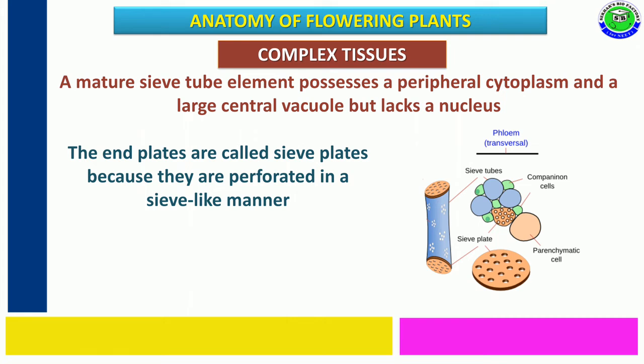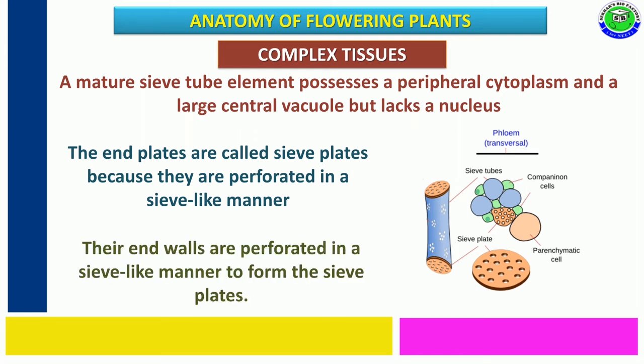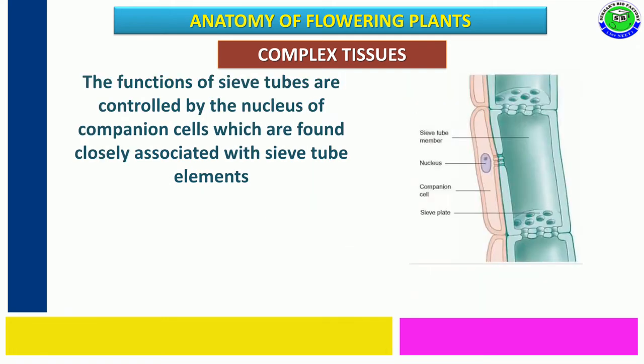The end plate of each sieve tube consists of perforations like sieve pores. Many minute pores are present in their end walls, called sieve pores, and due to the presence of these pores it is called a sieve plate. The sieve plate has many perforations arranged in a sieve-like manner. It is the main characteristic feature of sieve tube elements.